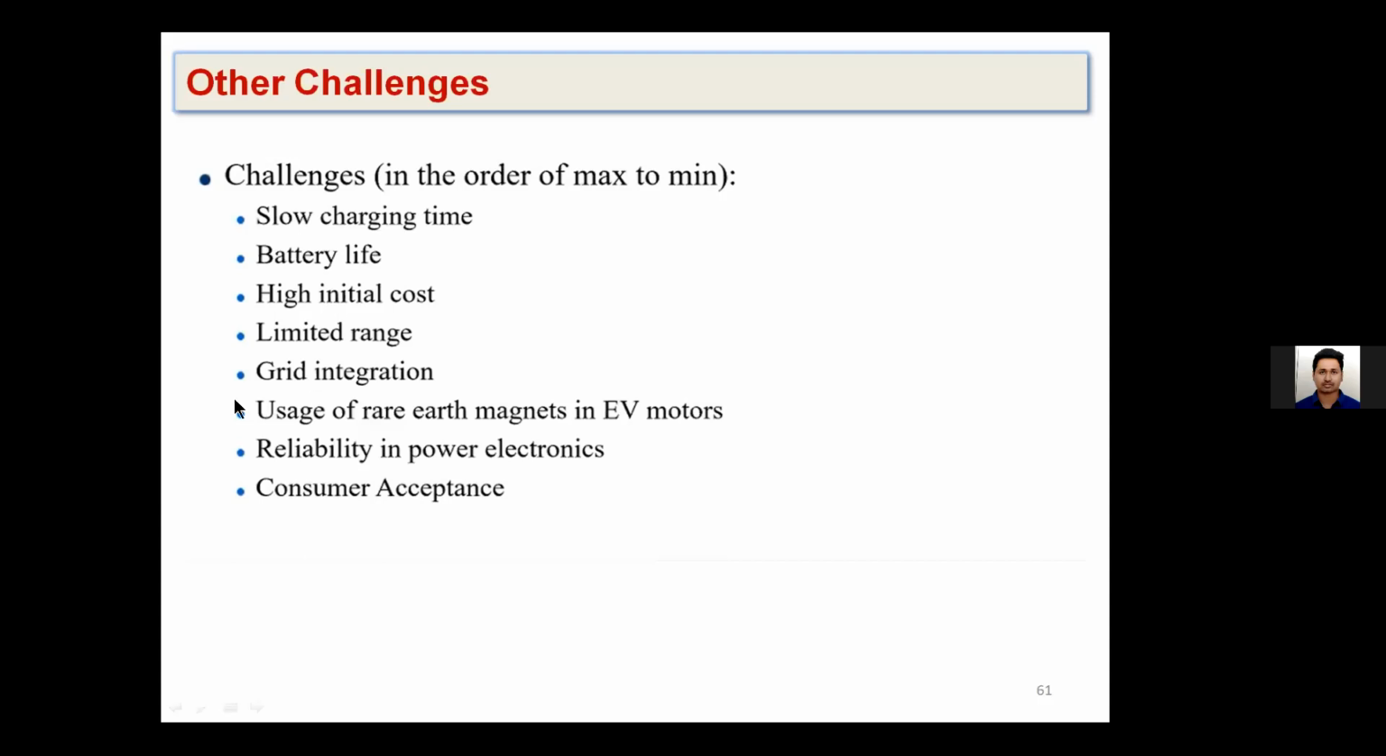Grid integration. In some areas, suppose the utility or grid is not available, again it will be an issue. And in some of the vehicles, as we mentioned, we are using permanent magnet motors, where we use rare earth materials. That is also costly, and we need to depend on other countries for its procurement. Reliability in power electronics. Mostly the safety concerns will be taken care of. However, if due to some issue there is a failure or damage to some power electronic component, again it will be an issue. Consumer acceptance.